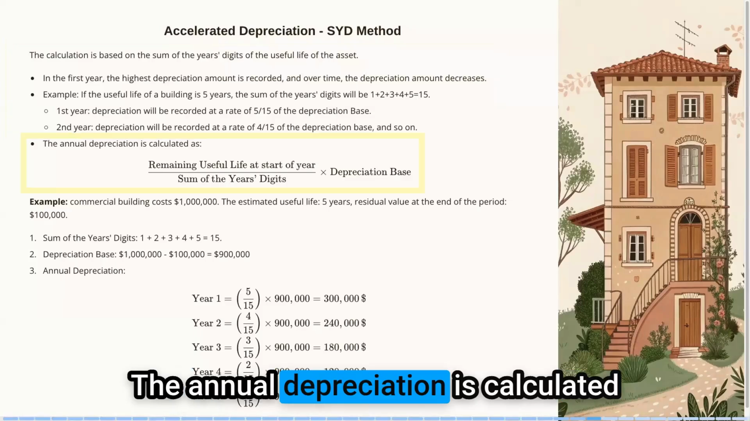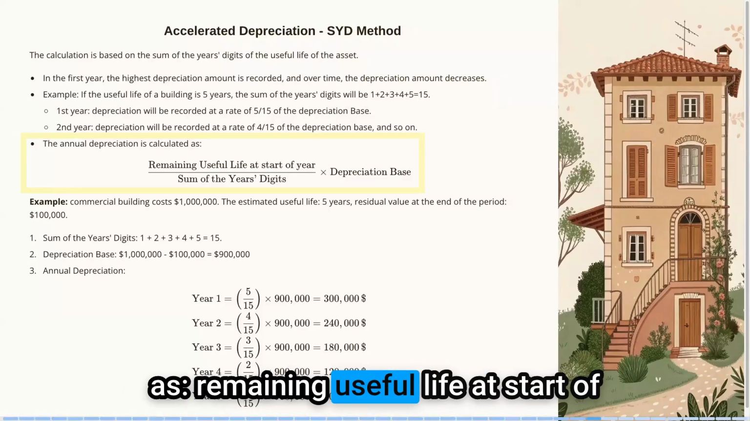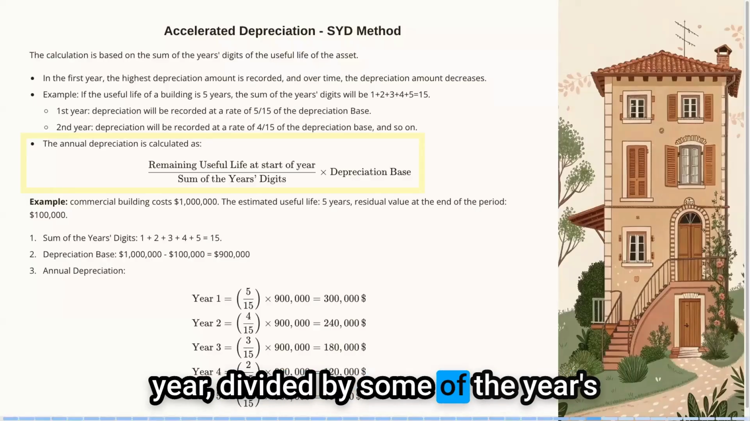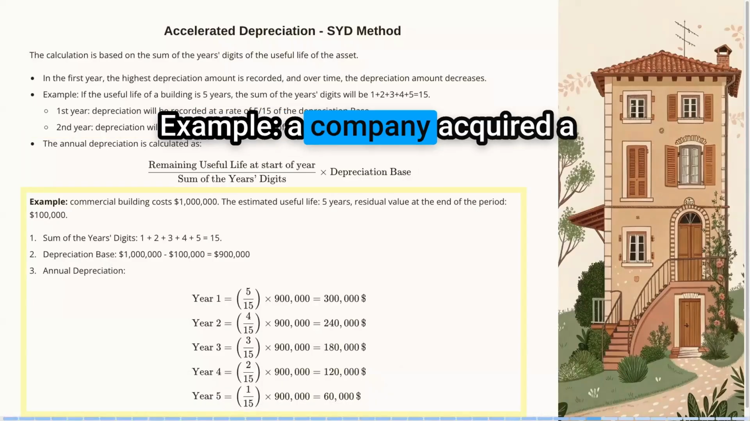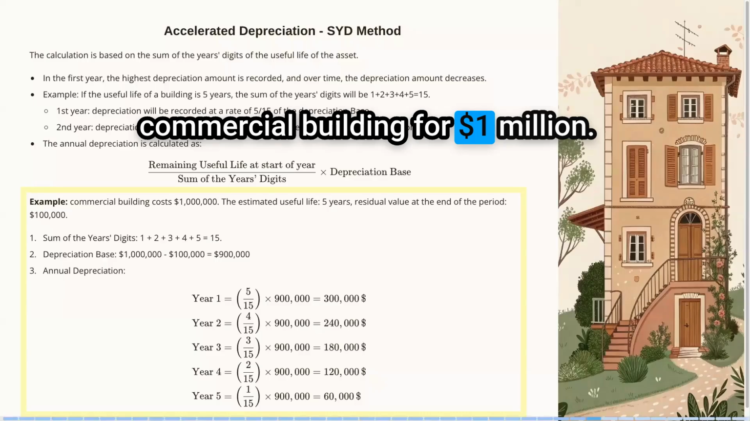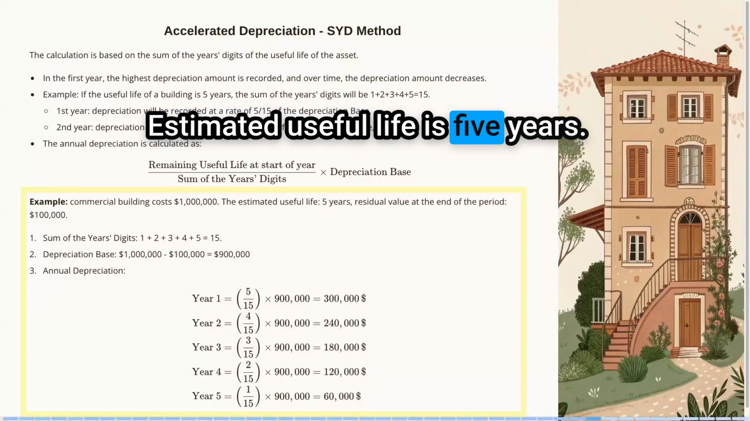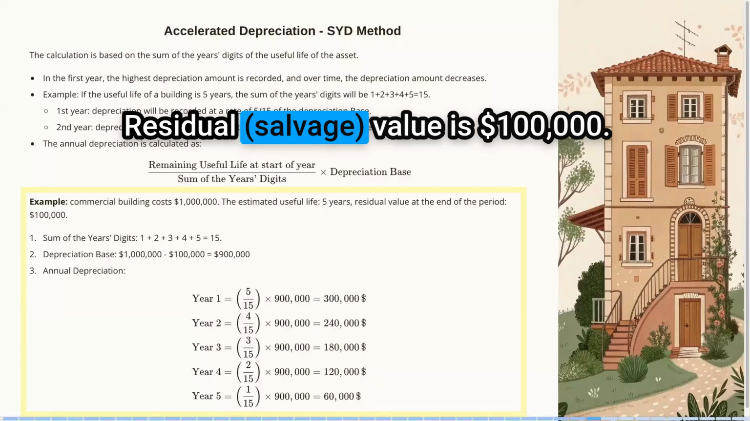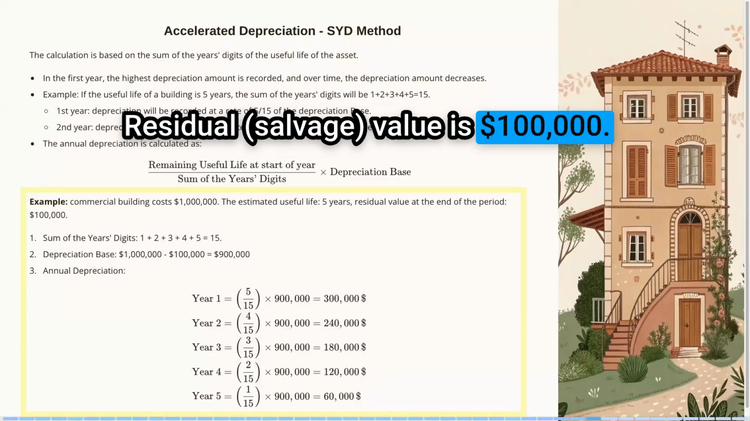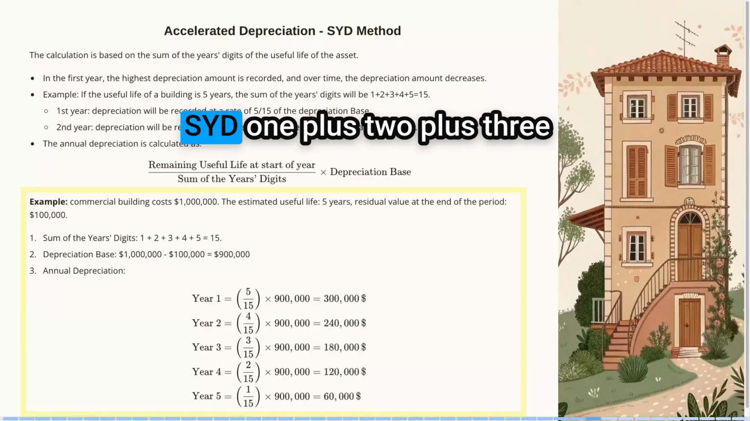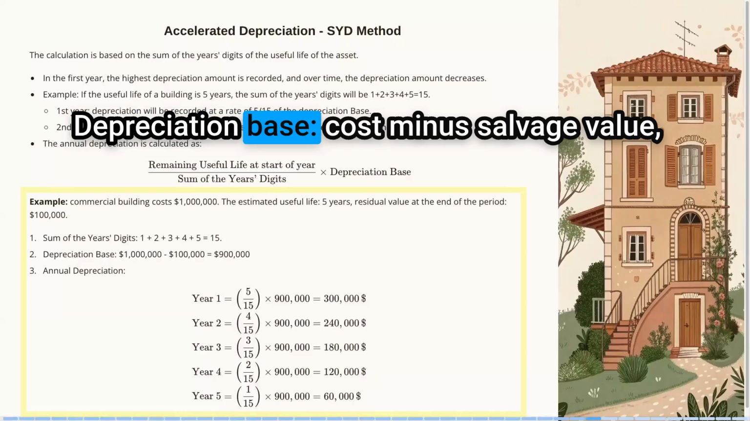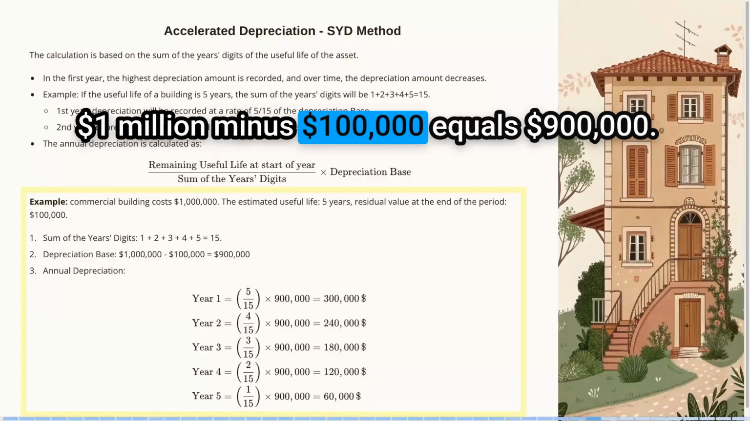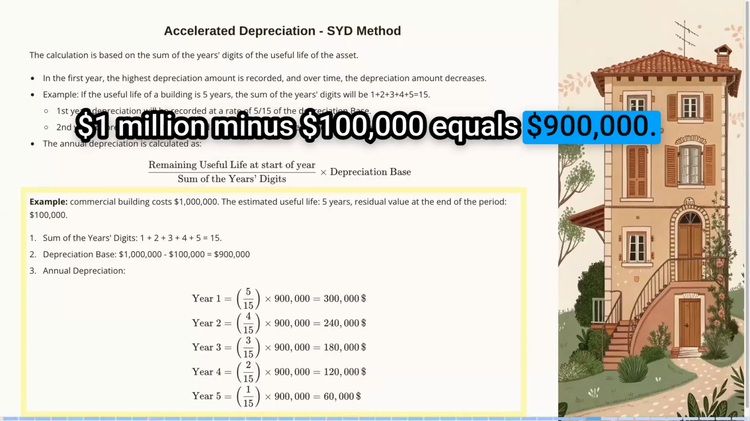The annual depreciation is calculated as remaining useful life at start of year divided by sum of the year's digits, multiplied by depreciation base. Example: a company acquired a commercial building for $1 million. Estimated useful life is 5 years, and residual salvage value is $100,000. Sum of the year's digits, SYD: 1 plus 2 plus 3 plus 4 plus 5 equals 15. Depreciation base, cost minus salvage value: $1 million minus $100,000 equals $900,000.